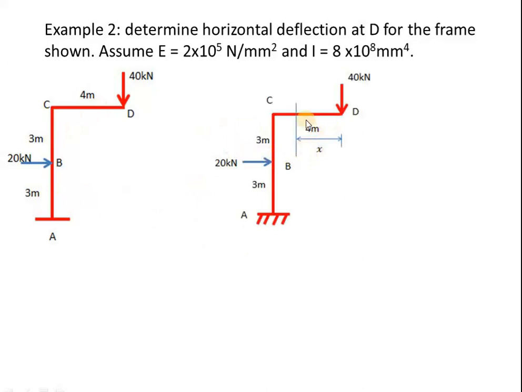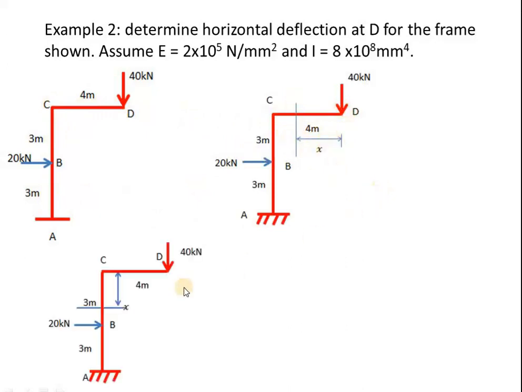So therefore, first I will take this DC as the portion. D is the origin, limits will be 0 to 4. And here if you write, it is minus 40 into x. Next I will take the second segment, that is CB, the portion, limits will be 0 to 3. Here x is from C. The bending moment here will be minus 40 into this much. What is this much? 4 meter.